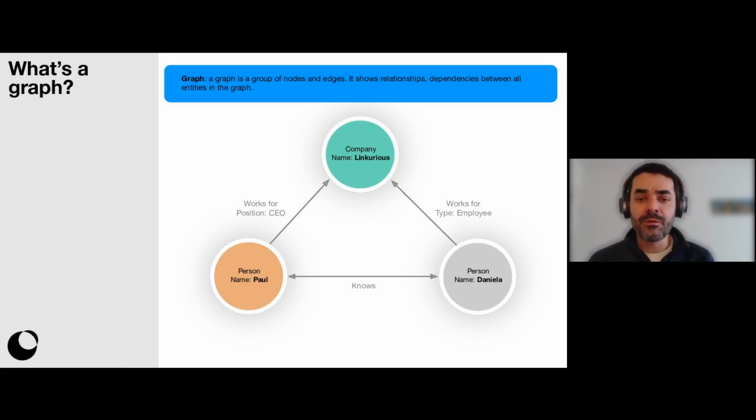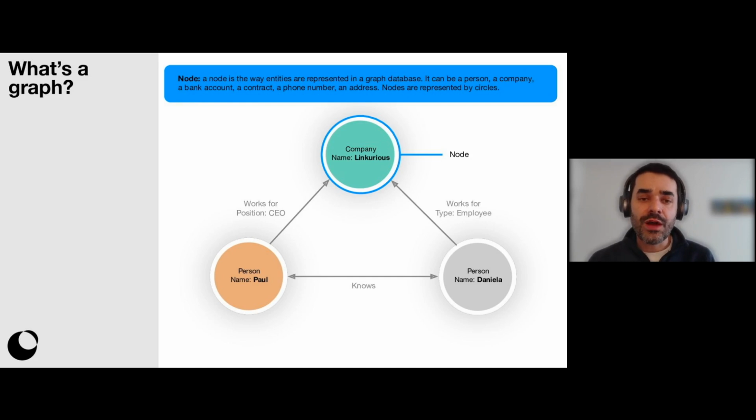But first, what is a graph? So here on the right, you have an example of a graph, and a graph is really just a network. It's a group of nodes and edges. And a graph can show relationships and dependencies between entities. In this example, up top, a node representing a company called Linkurious is connected to a person called Daniela. This person, Daniela, is connected to Paul, who himself is connected to the company.